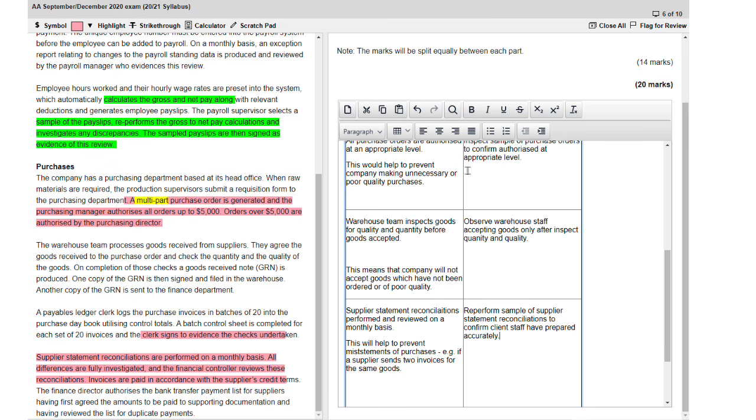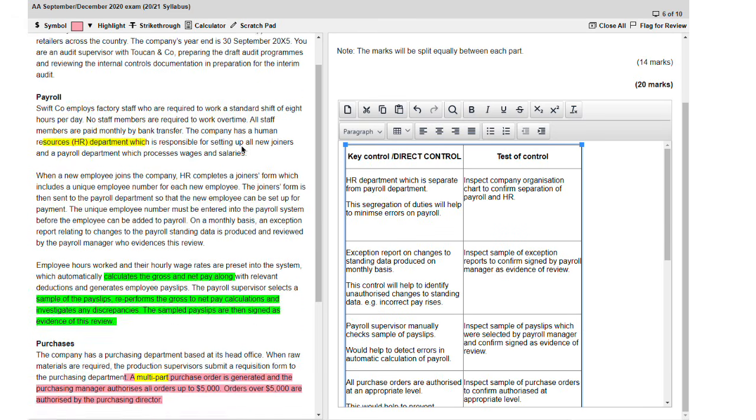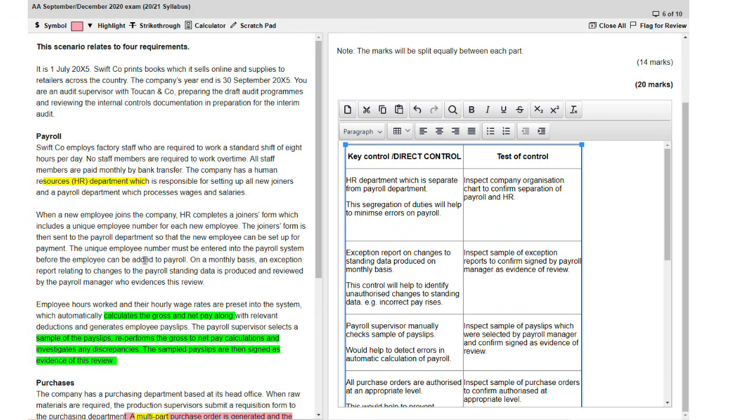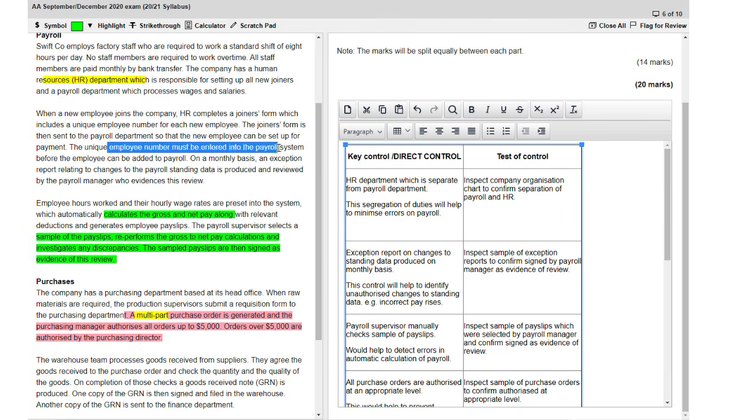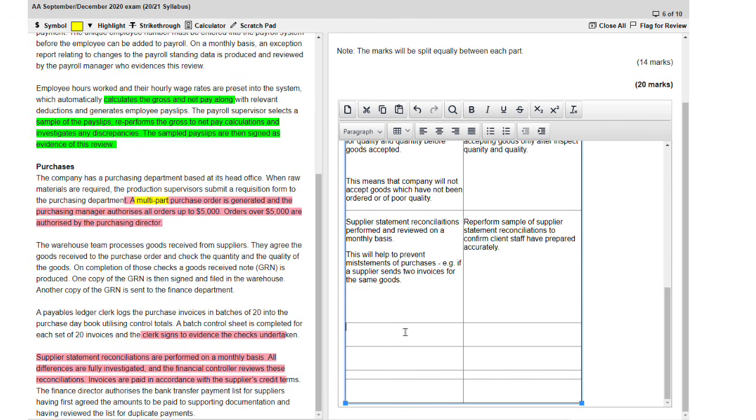Now, the last one I wanted to mention, because it's a different type of test of control, is if I come back up here, something in the payroll department. Let's look at the second paragraph. HR give each staff member a number, new staff member a number. And then the basic point is that unless you put that unique number into the system, then you can't actually get that employee on the payroll. So let's play around with that. It doesn't matter that we're drifting back to payroll. Just be clear. Just say, look, new employees.